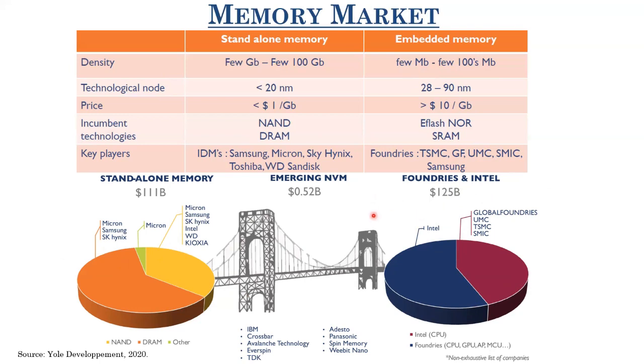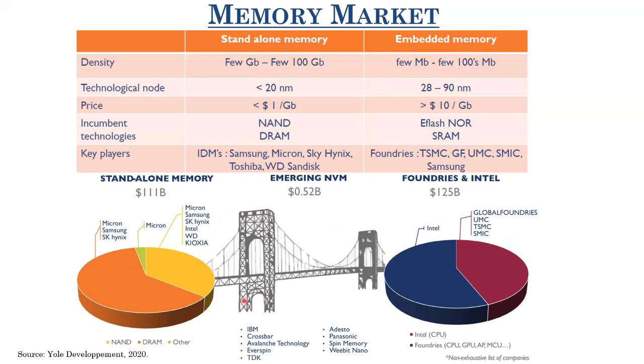Also, there is this SCM. When we discussed storage class memory, we said that emerging non-volatile memories can be a major alternative, or can fill this gap between memory and storage. It is bridging the gap between embedded memory and standalone memory. So this is SCM, which is now captured entirely by emerging non-volatile memory. And even their market share is like $0.52 billion, which is huge.